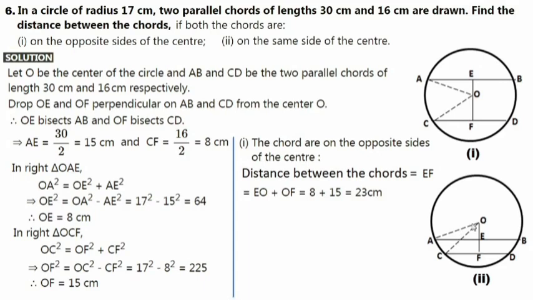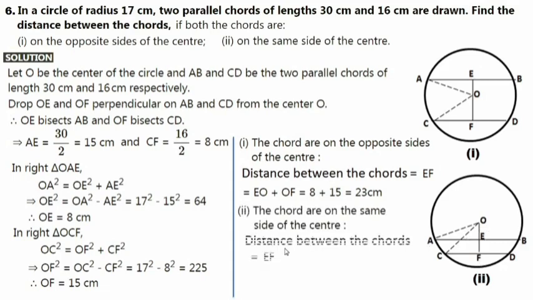But in number 2, if you want to find the distance between the chords, that is EF, what you will do is from OF, you will remove OE. So the distance between the chords, EF, becomes OF minus OE. OF is 15 minus OE is 8. So 15 minus 8 turns out to be 7 centimeter. So your answers are 23 centimeter and 7 centimeter for this case.